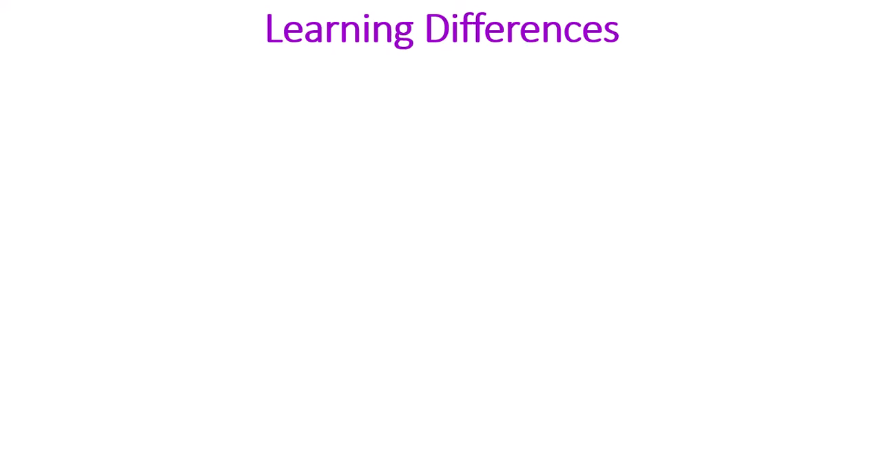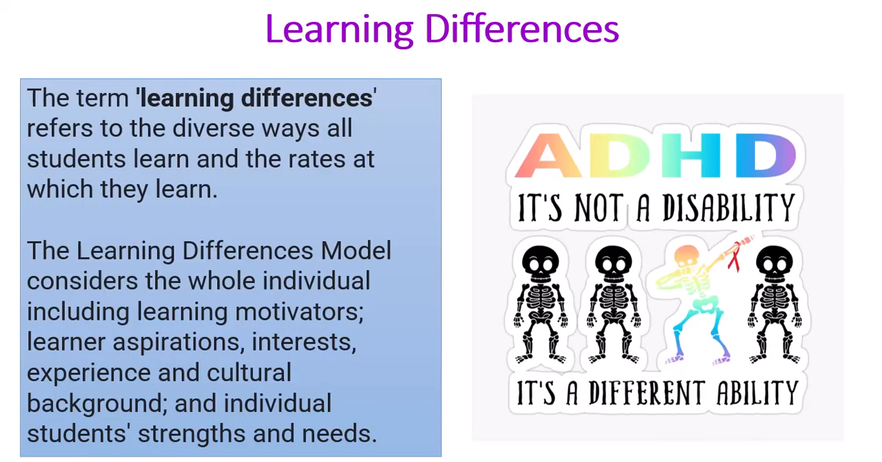So learning differences is our second definition. The term learning differences refers to the diverse ways that students learn, and you'll notice this word all, and the rates at which they learn. The learning differences model considers the whole individual, including learning motivators, aspirations, interests, experience, and cultural background, and individual student strengths and needs. I love this little picture here. ADD is not a disability, it's a different ability.